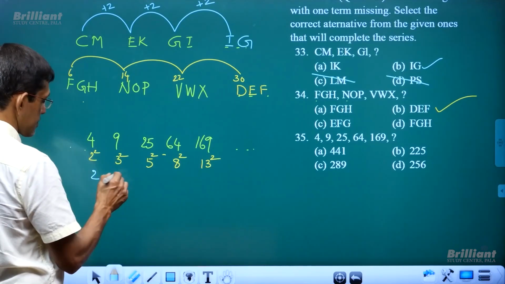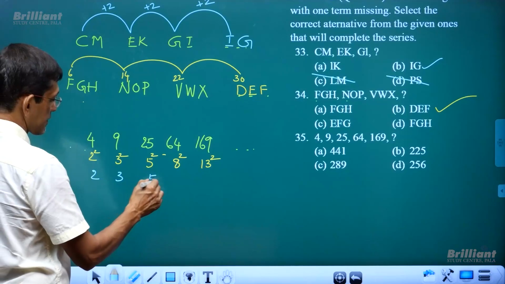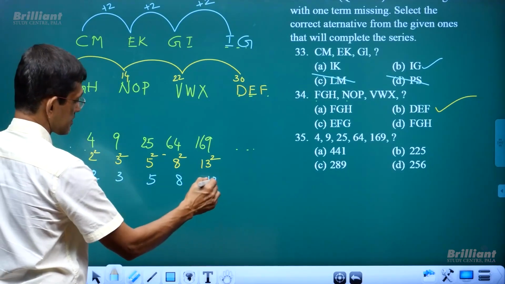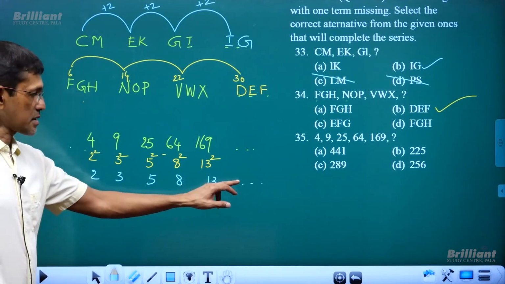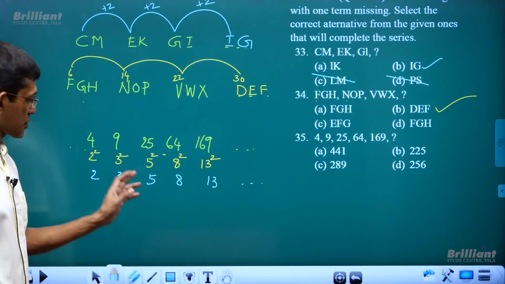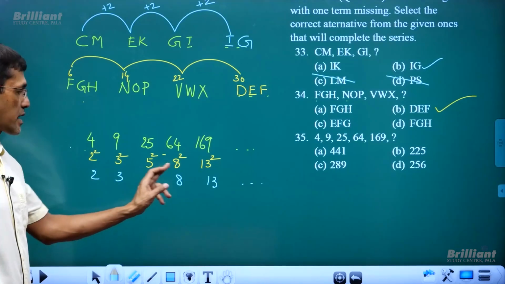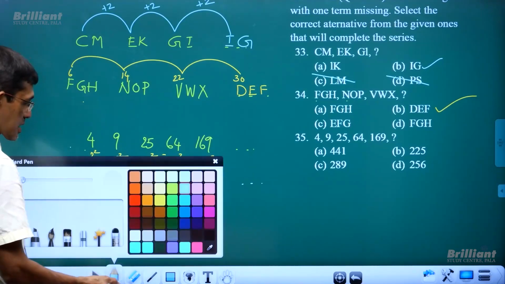Well, 2, 3, 5, 8, 13. What is the next number? If you get the next number, we'll take the square of that number. So is it a pattern? 2, 3, 5, 8, 13. Is it a pattern? Let's check it out.